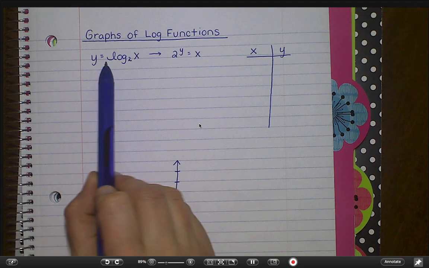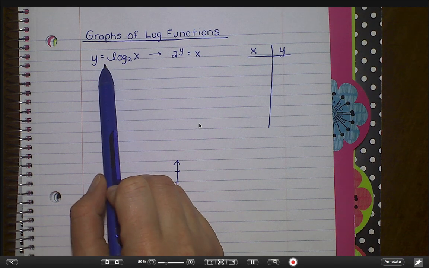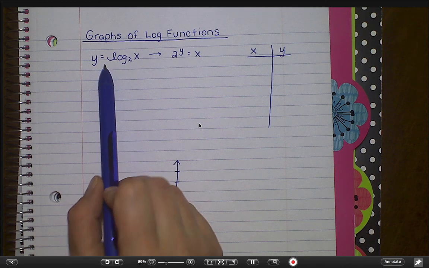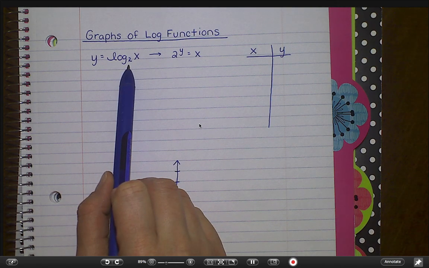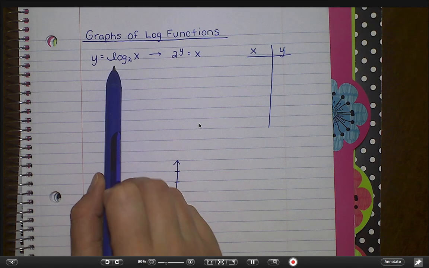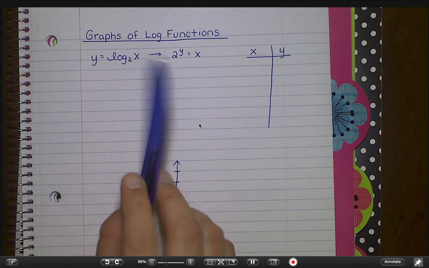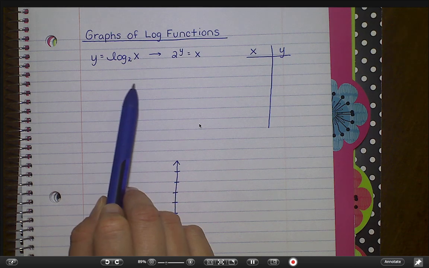So let's suppose that I want to graph this thing, y equals log base 2 of x. Just so you know, your calculator probably won't let you graph that because your calculator really only focuses on log base 10, okay? But we're going to learn a workaround here where your calculator will do it for you.